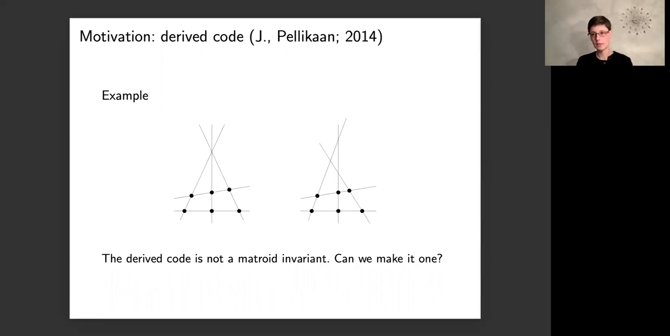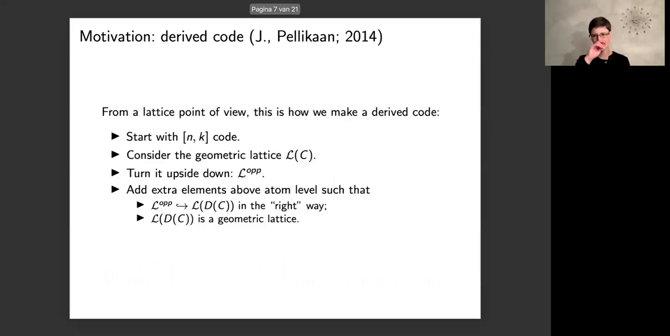And that would then only depend on the underlying Matroid structure. And in order to do that, we looked a bit more at what's going on when you make this derived code. From a lattice point of view, or a geometric point of view, you start with a code and you look at the geometric lattice associated to it. The points are the points in the code, and all the elements of the lattice are the flats. So this is the lattice of flats of the associated Matroid.